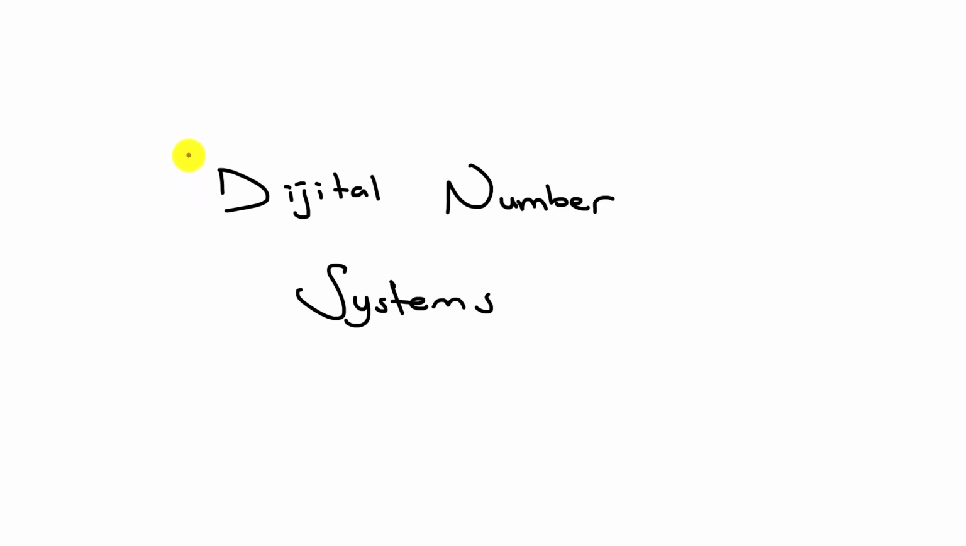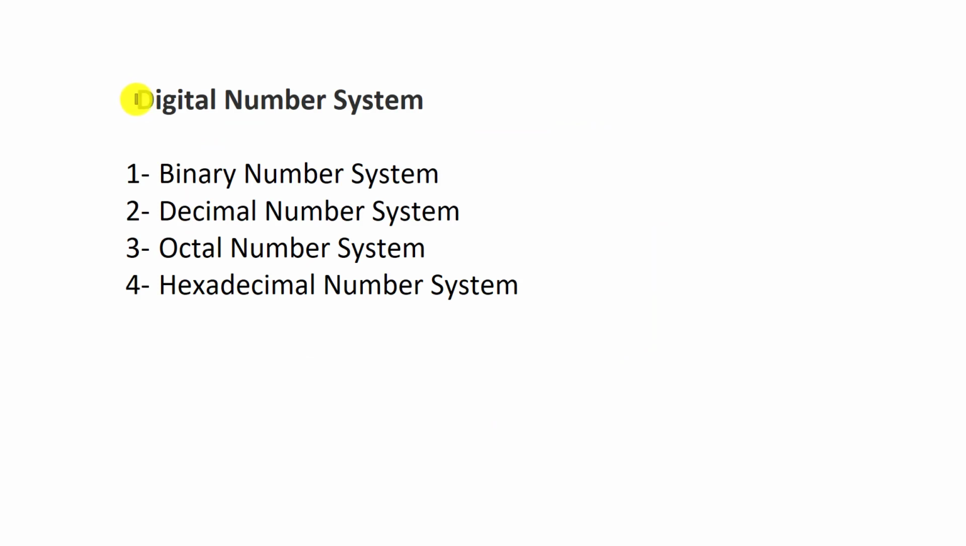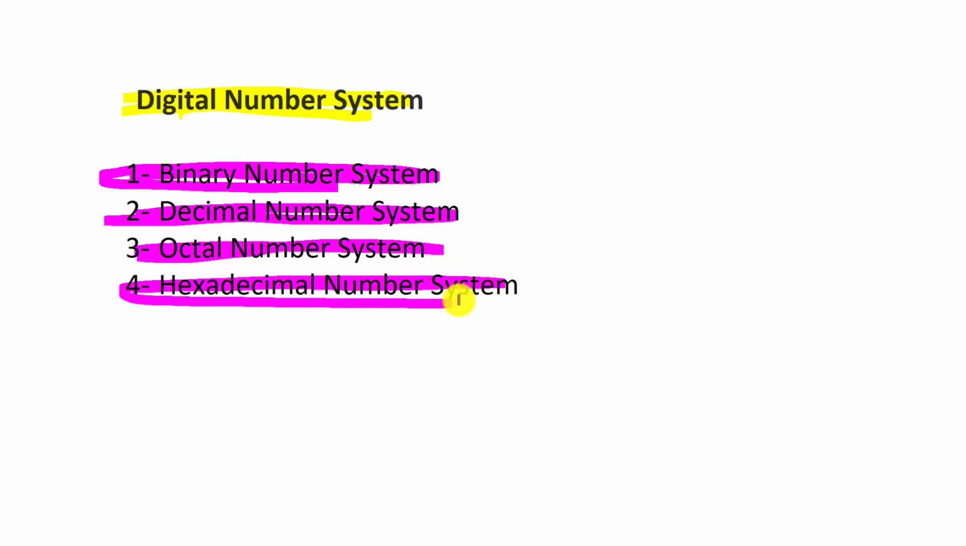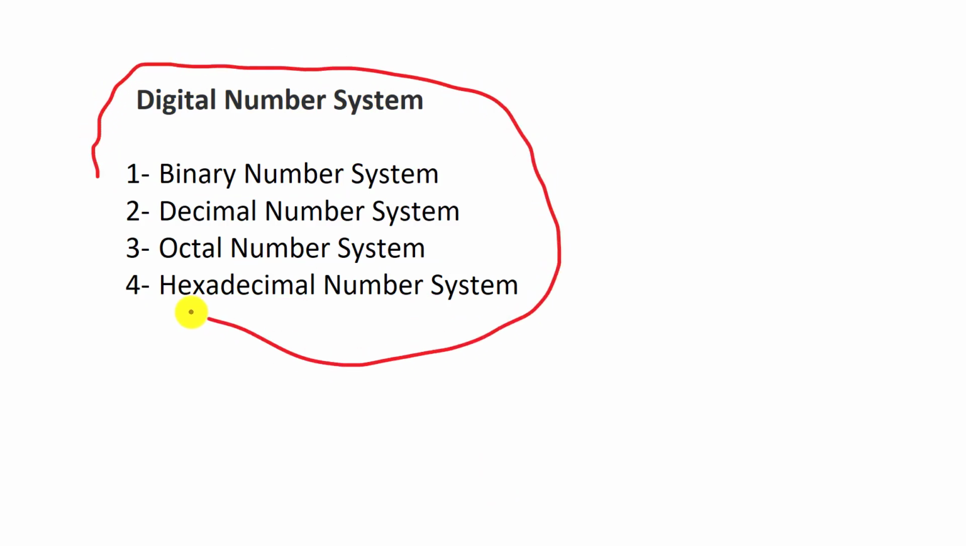Hello friends, today I will explain digital number systems. This lecture will be the first of the lectures on digital electronics. These number systems are the binary number system, decimal number system, octal number system, and hexadecimal number system. Now let's look at the properties of these number systems.